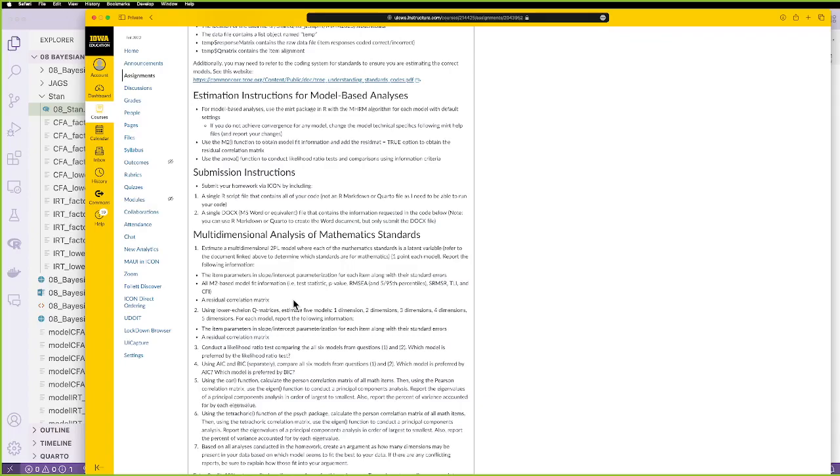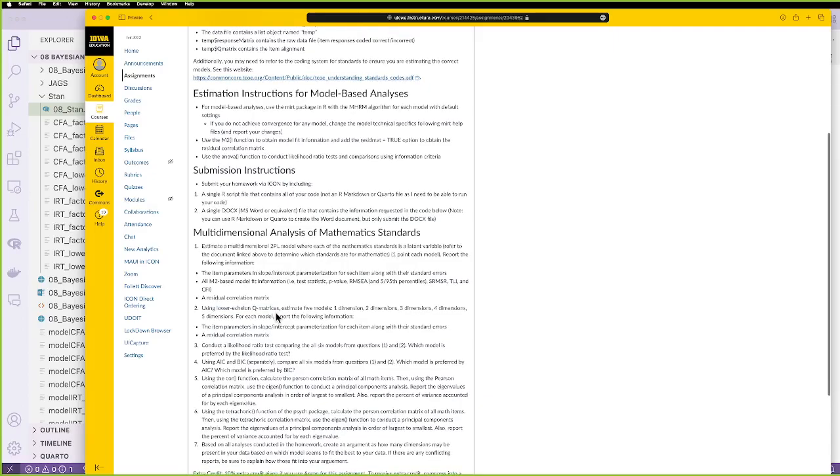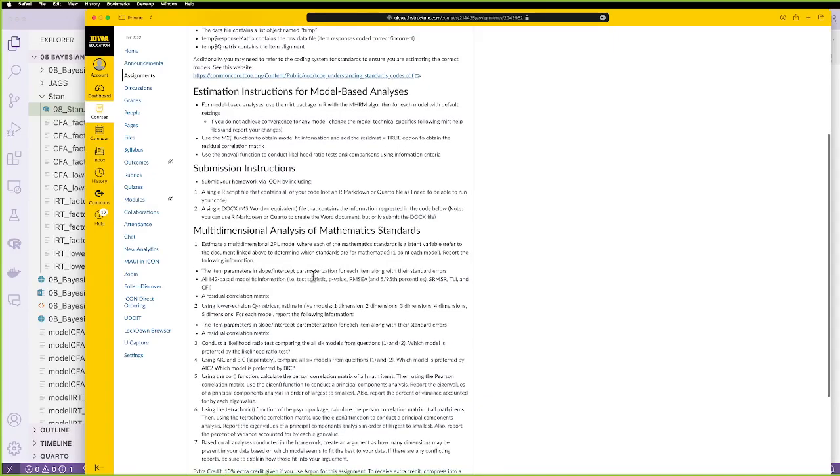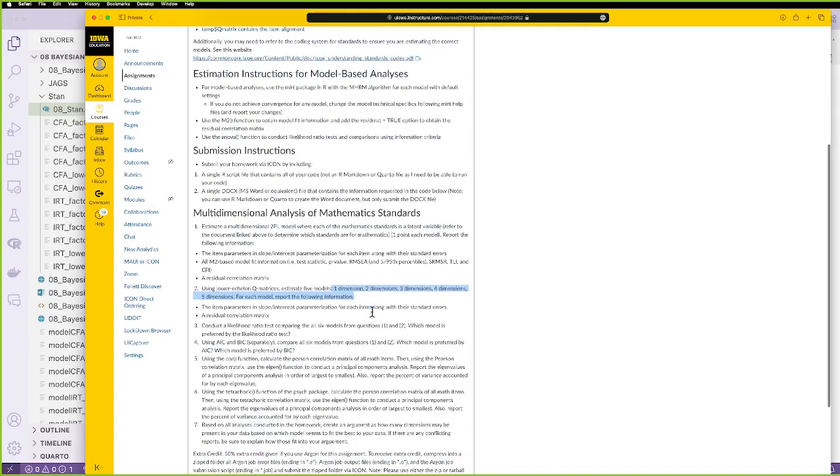And you'll be estimating it with a Q matrix that's based on the standards I just mentioned, and then using what I would call exploratory techniques. These are just identified confirmatory models, but using lower echelon Q matrices for those, right? And doing model comparisons. And basically, if there are 4 dimensions for problem 1, I'm going to ask you to do 1 through 5 dimensions in problem 2. So there's 6 models altogether.